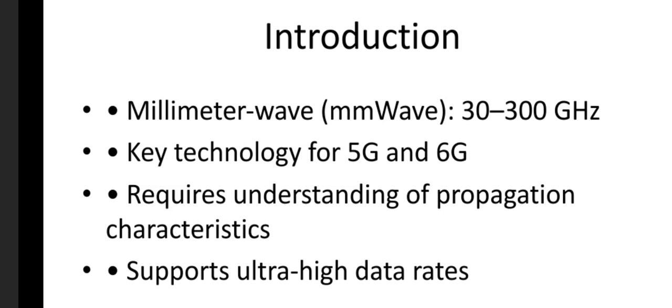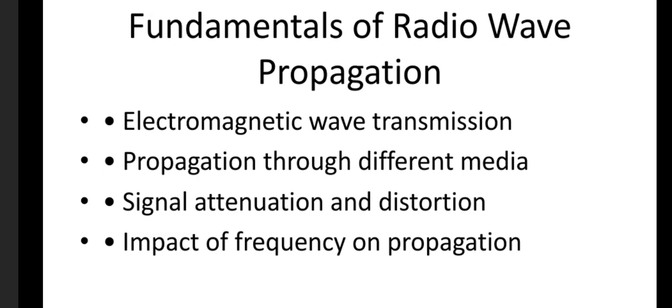So here we should know the basic propagation characteristics like path loss, line of sight, scattering, reflection, diffraction. And millimeter wave usually supports ultra high data rates, short pulses, or a high frequency and low wavelength. These are the fundamentals of radio wave propagation.